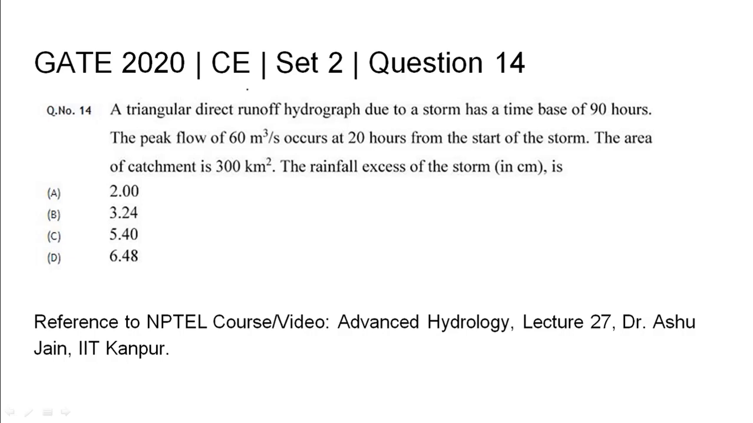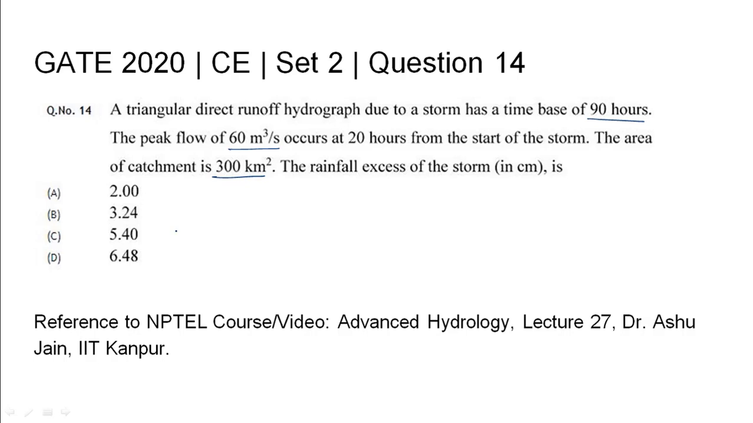GATE 2020 Civil Engineering Set 2 Question 14. A triangular direct runoff hydrograph due to a storm has a time base of 90 hours. The peak flow of 60 meter cube per second occurs at 20 hours from the start of the storm. The area of catchment is 300 km square. The rainfall excess of the storm needs to be found in centimeter. Four options are given: 2, 3.24, 5.4 and 6.48.